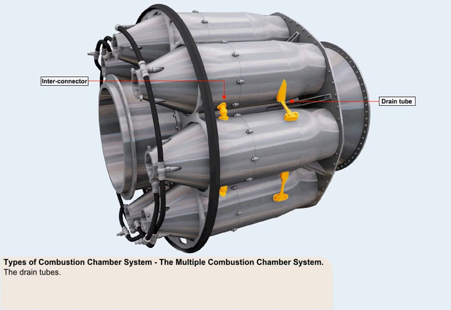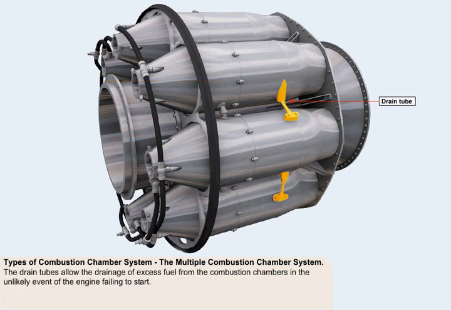The drain tubes allow the drainage of excess fuel from the combustion chambers in the unlikely event of the engine failing to start, an event which is more commonly called a wet start. A wet start happens when the mixture of air and fuel in the combustion chamber fails to ignite during a start.